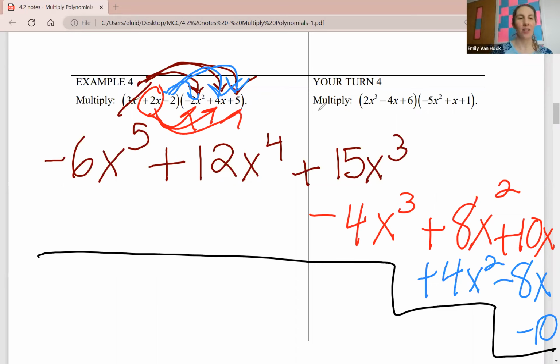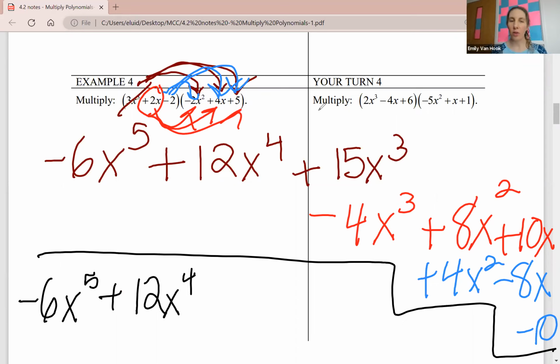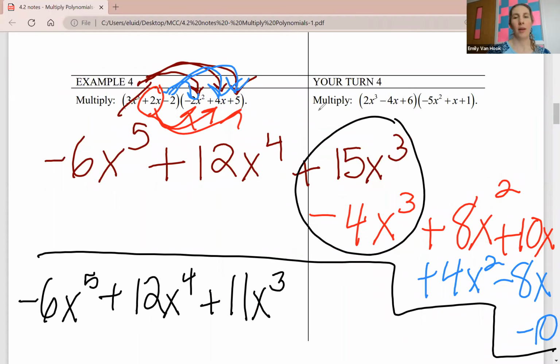So our final answer, negative 6x to the fifth plus 12x to the fourth. So nothing to do with those, just copying them down. And then now we get to start combining like terms. So positive 15 minus 4 would be positive 11x to the third. So we combine those together.